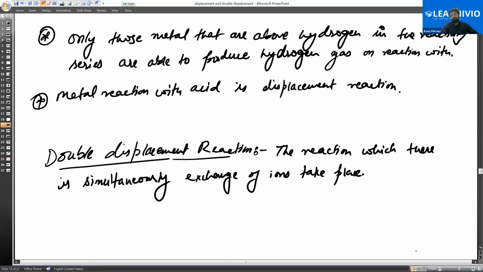Metals reacting with acid is called a displacement reaction.